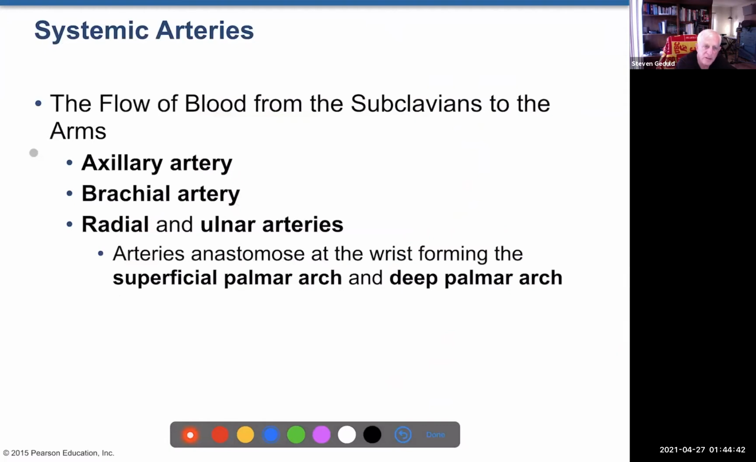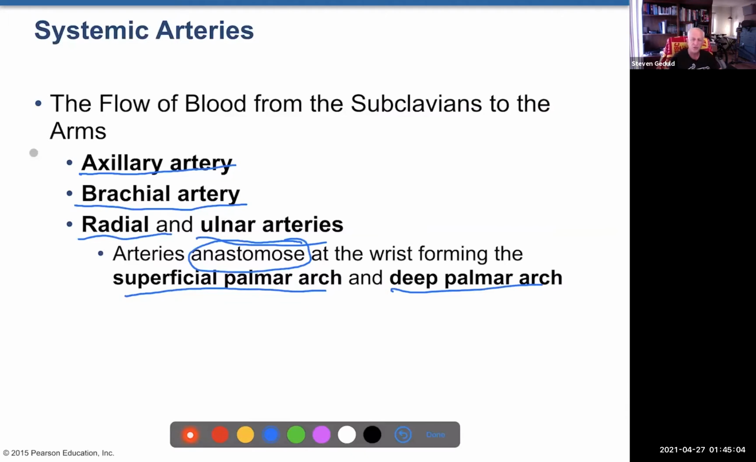The flow of blood from the subclavians: you got the axillary artery. Once it becomes the axillary artery, it forms into the brachial artery. Then it branches into the radial and ulnar arteries. It goes down both sides of the arm. The radial goes down to the thumb side. The ulnar goes down the medial side of the arm. Arteries anastomose at the wrist, forming the superficial palmar arch and the deep palmar arch.